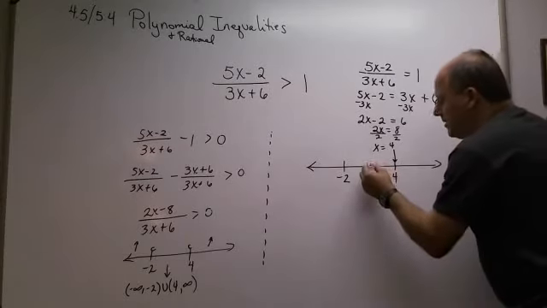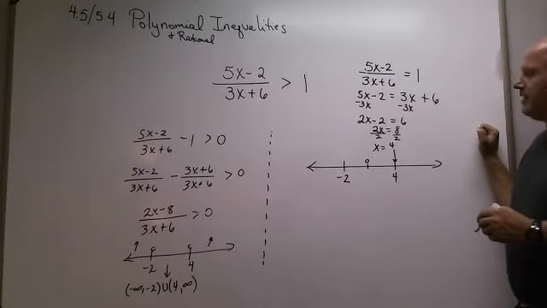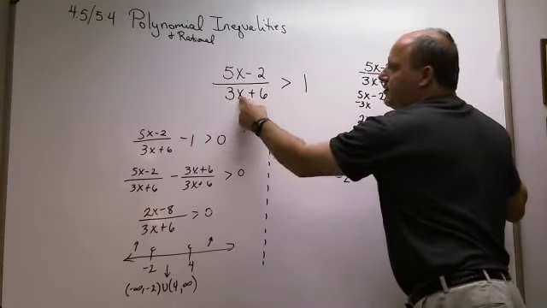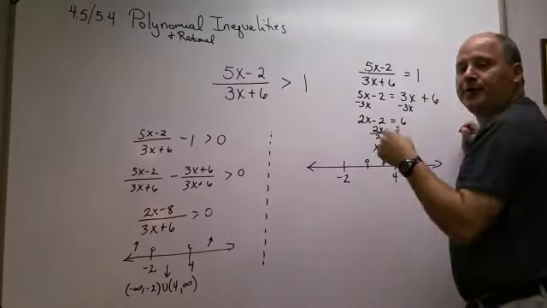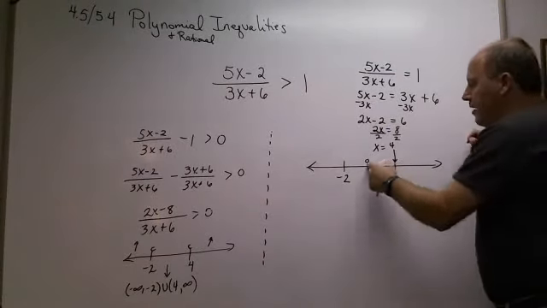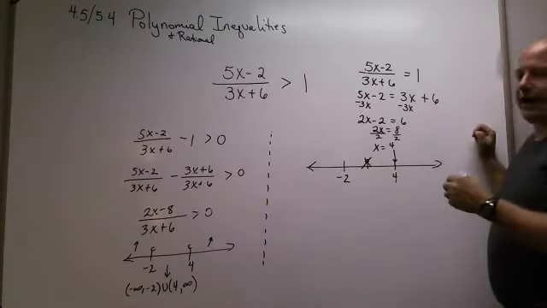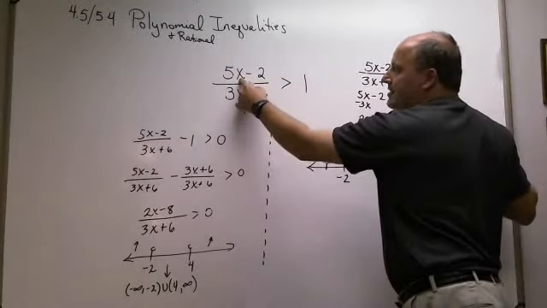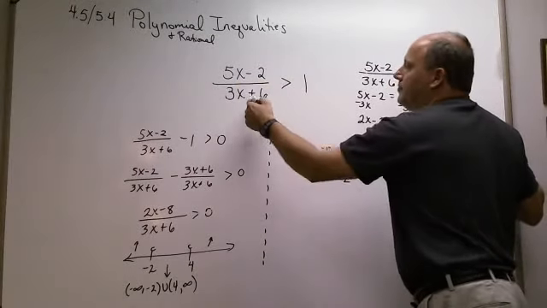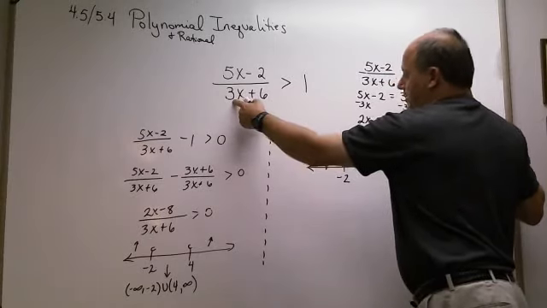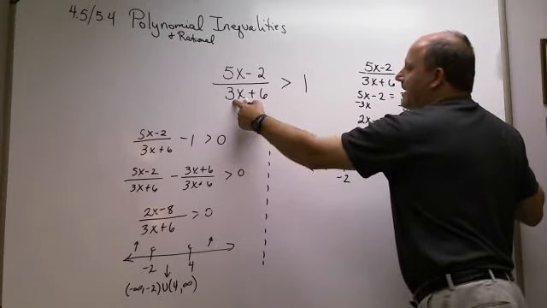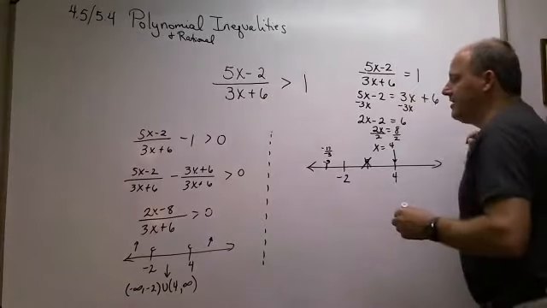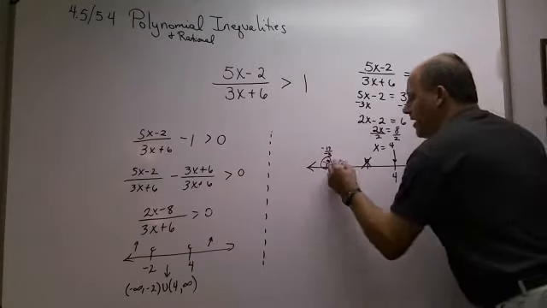So if you test 0, and 0 is between -2 and 4, and see if it works or not, well, 5 times 0 and 3 times 0 are both 0, so it's -2/6, which is -1/3, but that's not greater than 1. So that one doesn't work. Then if you try -3, put that back in, you get -17 on top, and -3 times 3 is -9, plus 6 is -3, which is positive 17/3, which is greater than 1. So this one is okay.